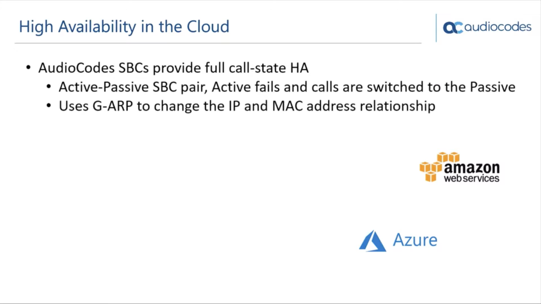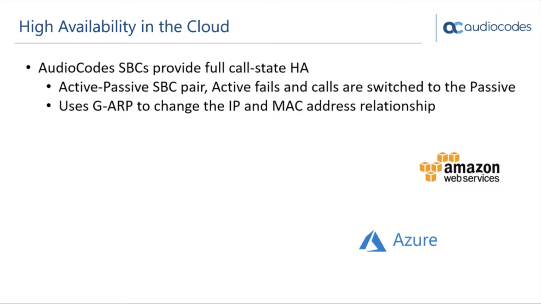What that means essentially is that we use an active and a passive SBC pair. So we've got two SBCs, one active and one passive. All the calls are going through the active SBC, but we send the call state information across to the passive partner. And if the active one fails, or the region the active one is in fails, we normally use what we call a gratuitous ARP to switch the MAC address and the IP address across to the passive SBC.